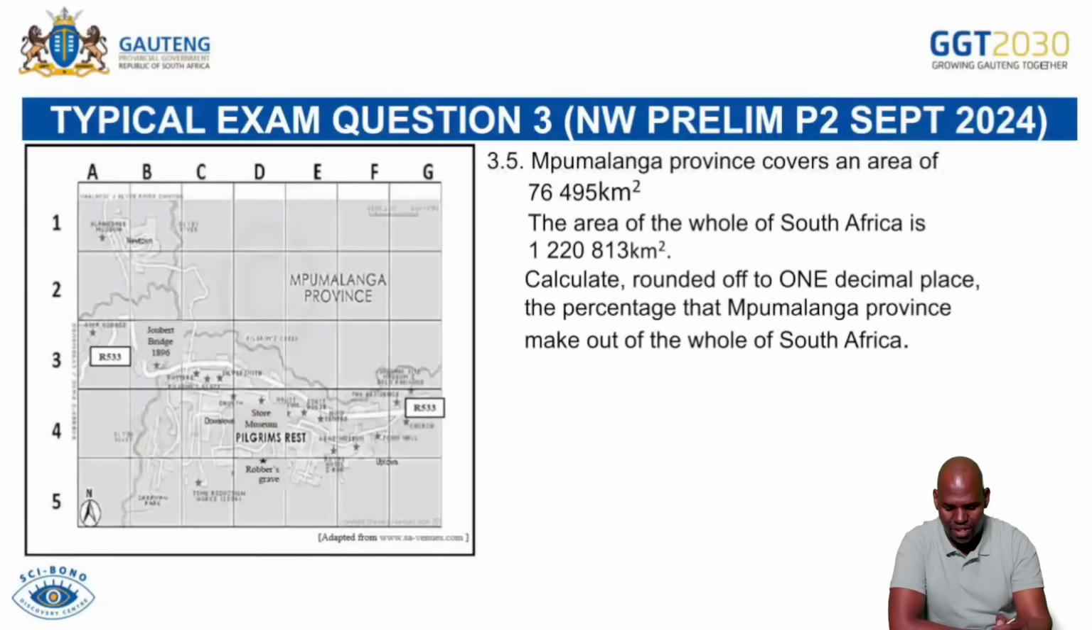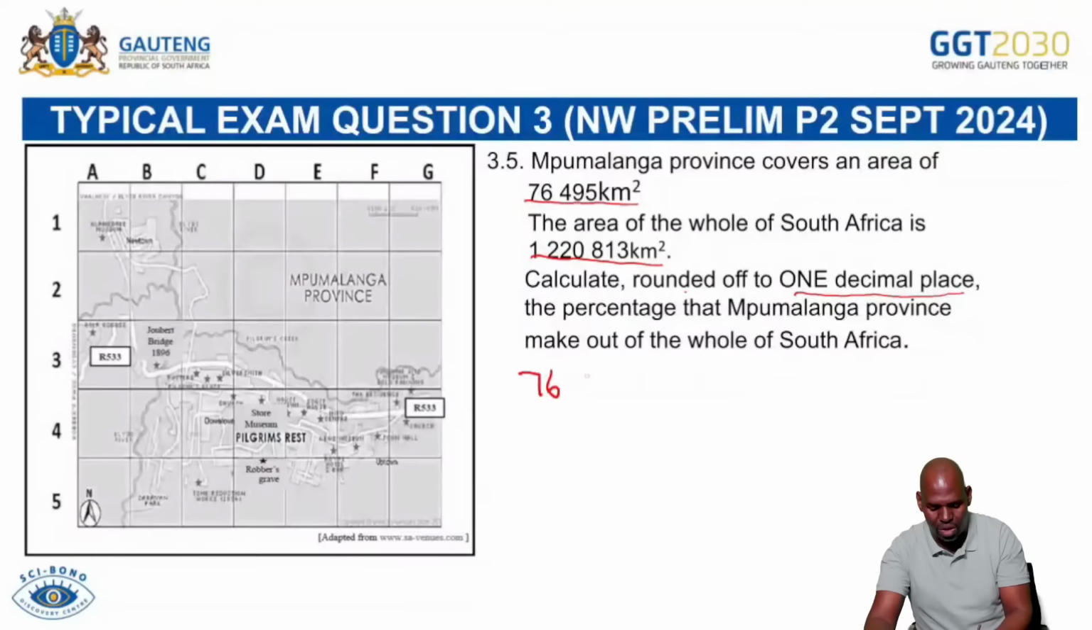Okay, then number 3.5: Mpumalanga province covers an area of 76,495 kilometers squared. The area of the whole of South Africa is 1,220,813. Calculate, rounded up to 1 decimal place, the percentage that the Mpumalanga province makes out of the whole of South Africa. Rounding is very, very important. You must know how to round off. In this case, we know that Mpumalanga is 76,495 of the whole South Africa.